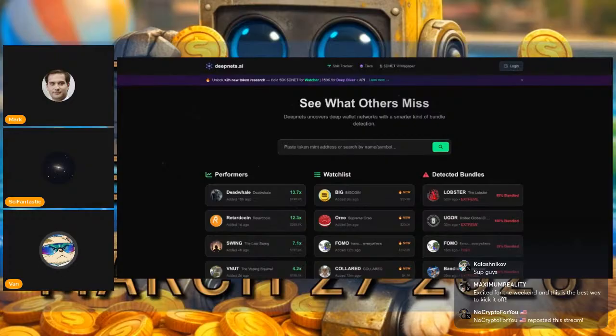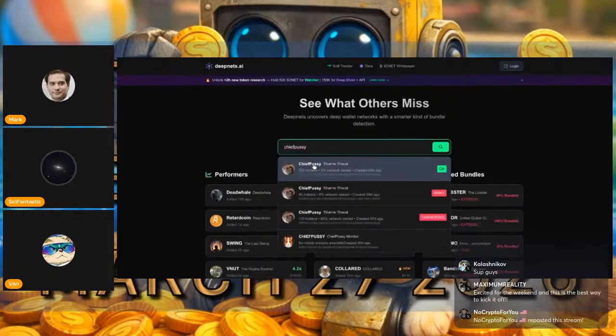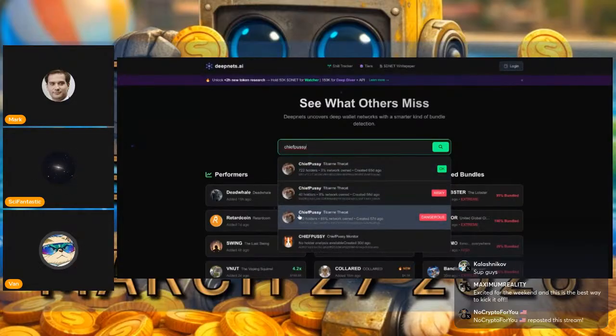If you can click on there, we can check out the Chief Pussy token. If you want to click it in there and type it in, we can see. We got a passing grade from DNets, by the way. Is that right, Sai? Yep. And it looks like there's a couple copycats that don't. Yeah, of course. Those ones are risky and dangerous. They're not the real one. Copycats for the cat.